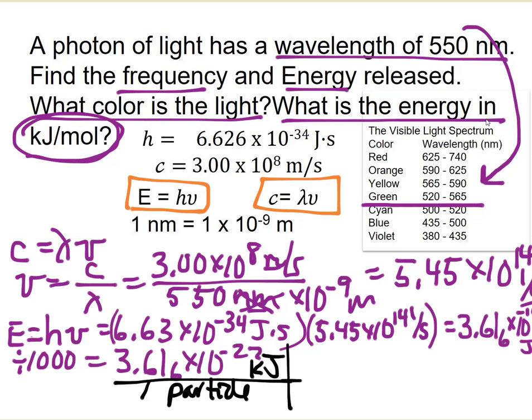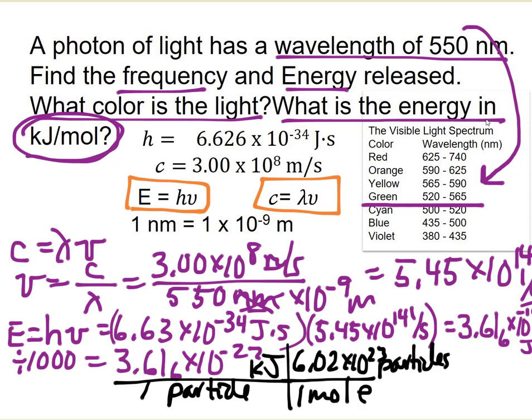Well, what if I have a whole mole? Well, I know that 6.02 times 10 to the 23rd particles equals 1 mole. So particles cancels, and I get as my final answer 217.7 or 218 kilojoules per mole. That's if we started with 3 sig figs.